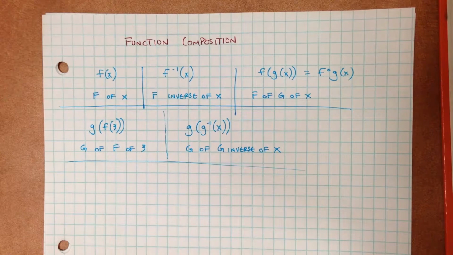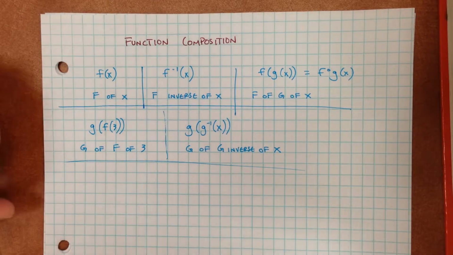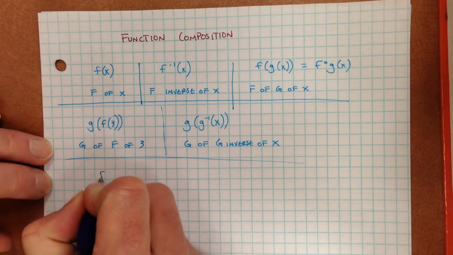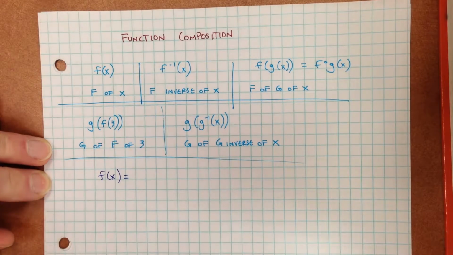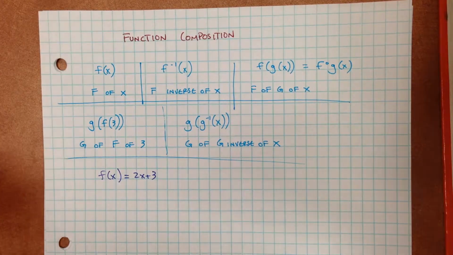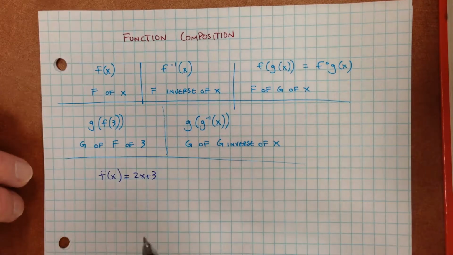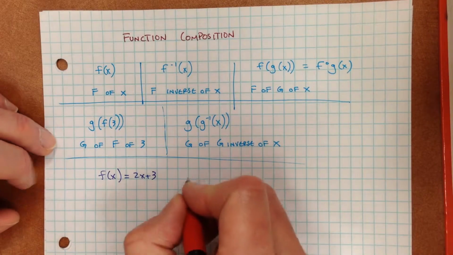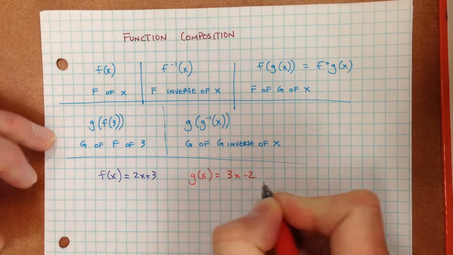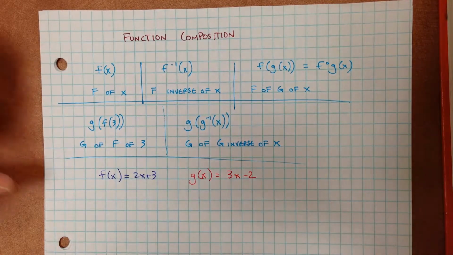You're going to be getting some decent little practice with them and what they mean. It is really just a function inside of a function, and you could continue to do that for as long as you would like. So let's say we have a couple functions right here. How about a blue one? Let's go f of x equals 2x plus 3. And then let us have a very different color. How about red? You could have g of x equals 3x minus 2.